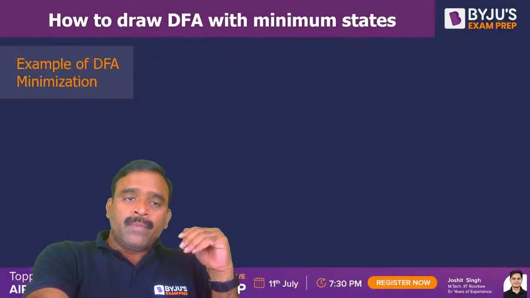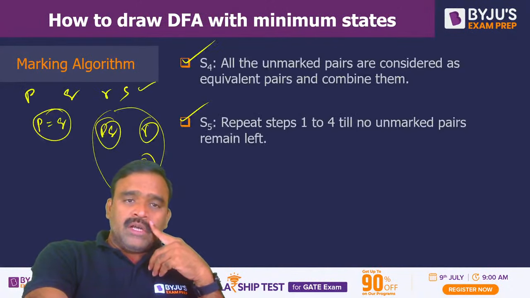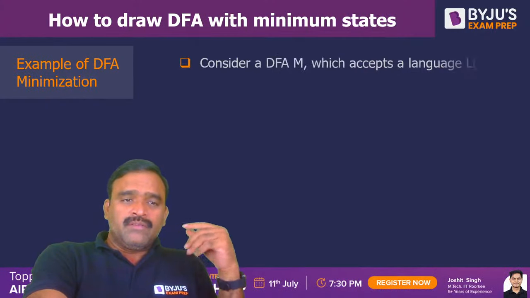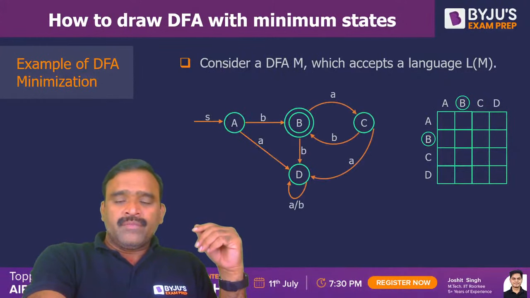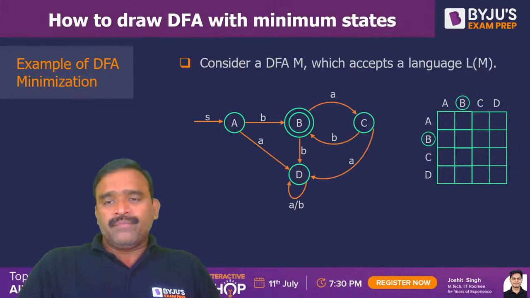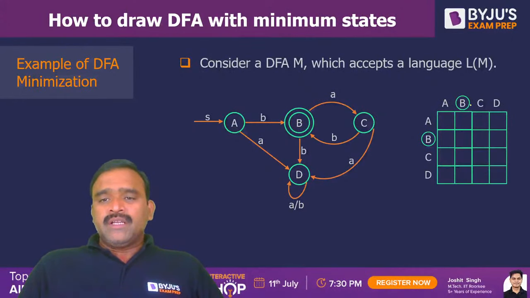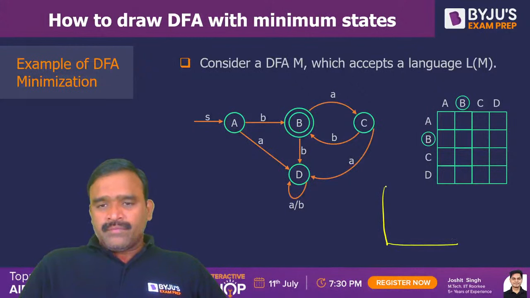Okay, now let's move. The marking algorithm is done. So I am taking an example of DFA minimization. Consider a DFA accepting a language, with states A, B, C, D. The pair AA we don't consider. The diagram we should draw like this, for getting the pairs. How to draw the pairs? I am just letting you know.